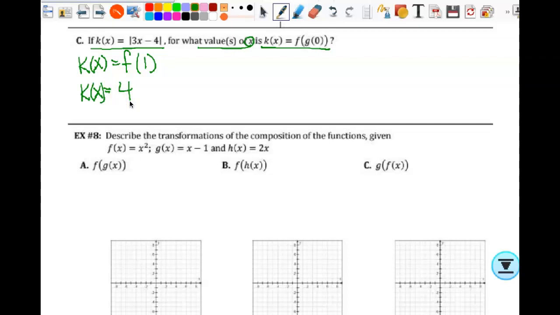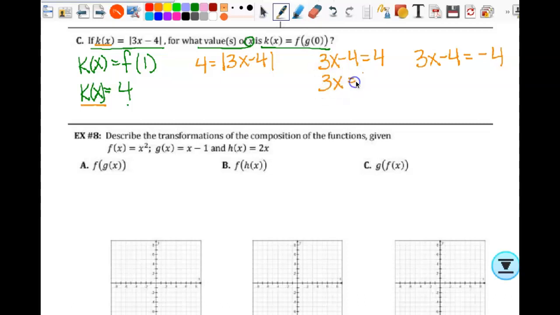So do I take this 4 and substitute it into the absolute value? No, because this doesn't represent x, does it? It represents k of x. So if I substitute it in right there, that means that 4 is equal to the absolute value of 3x minus 4. And I want to know what values of x make that true. When you solve an absolute value, how many answers are you most likely going to have? 2. So I'm going to take this 3x minus 4, and I can set it equal to 4. But then I also take 3x minus 4 and set it equal to what? Negative 4. Okay? And then I solve them both.